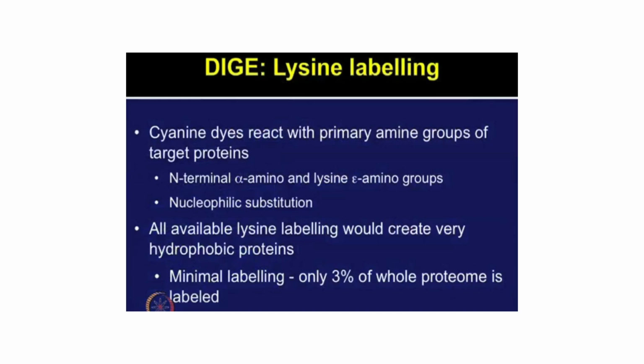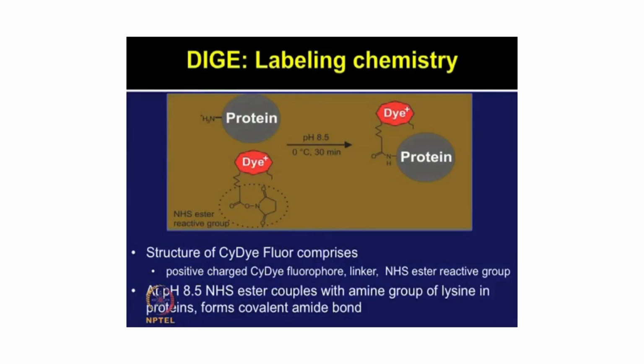So in terms of the lysine labeling technique, the cyanine dye reacts with the primary amine. How does the reaction exactly happen? This is how the reaction is. There is the primary amino group present, wherein this dye comes and binds. This is the protein, this is the dye, and this specific dye comes and binds with this amino group at a certain pH. After adding these two, we incubate for around 30 minutes, and we use a certain buffer which has a pH of 8.5, and when we do this incubation at 0 degrees Celsius, that's how the binding happens, and that's how the protein gets labeled.